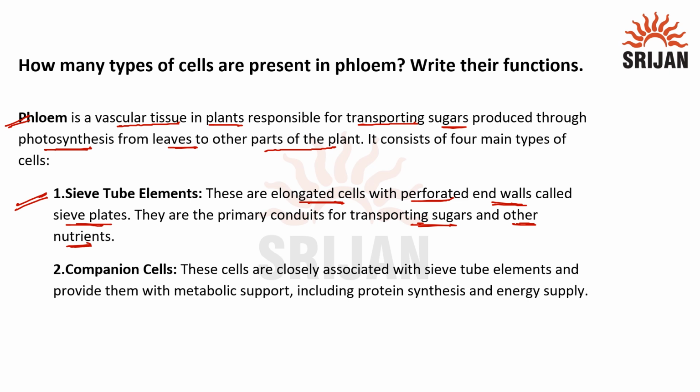Now, the next type of cell that we have is the companion cell. So these cells remain closely associated with the sieve tube element and provide them with metabolic support, including protein synthesis and energy supply. So basically these companion cells are going to help the sieve tube element.